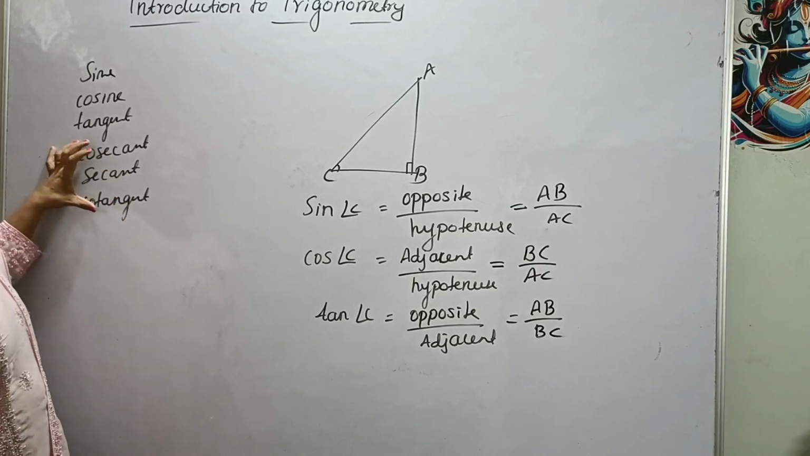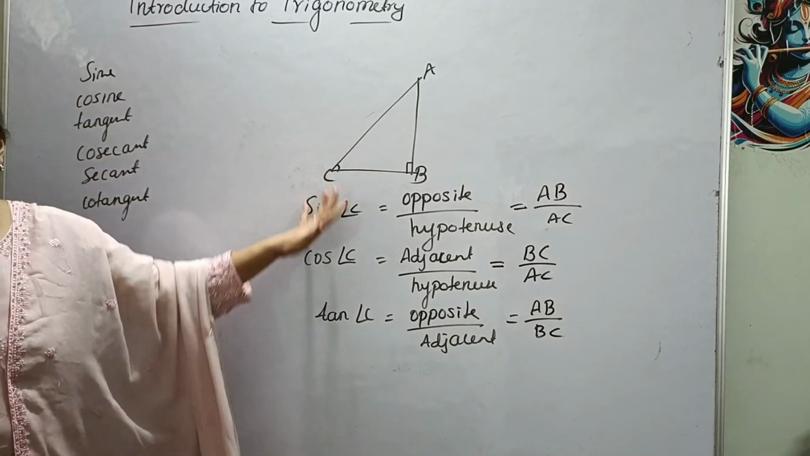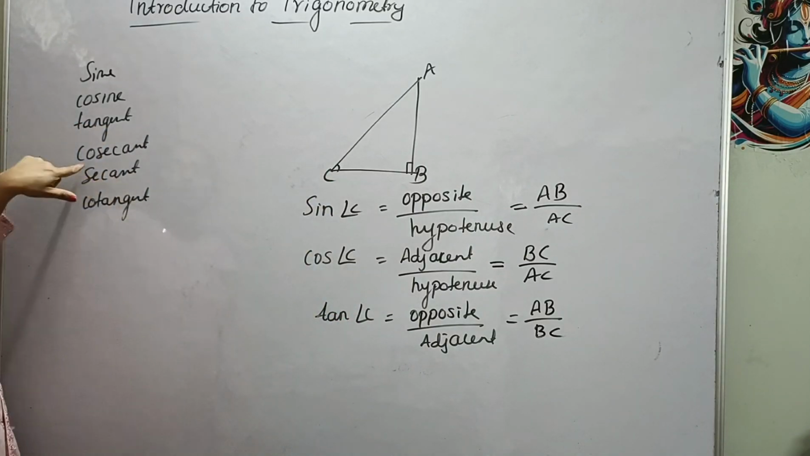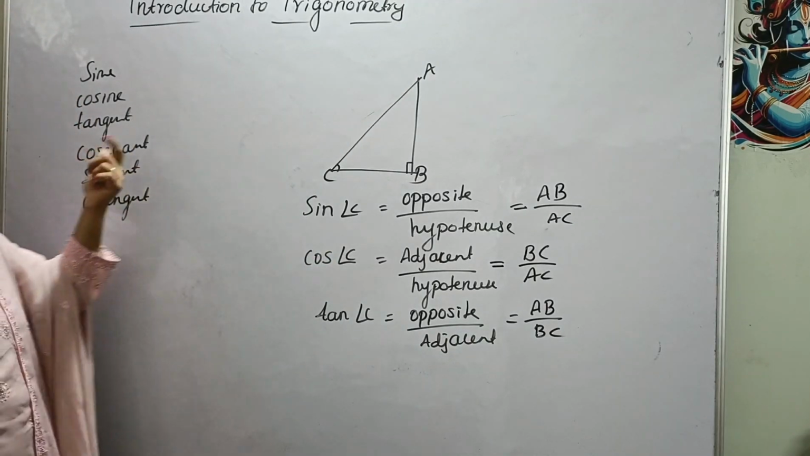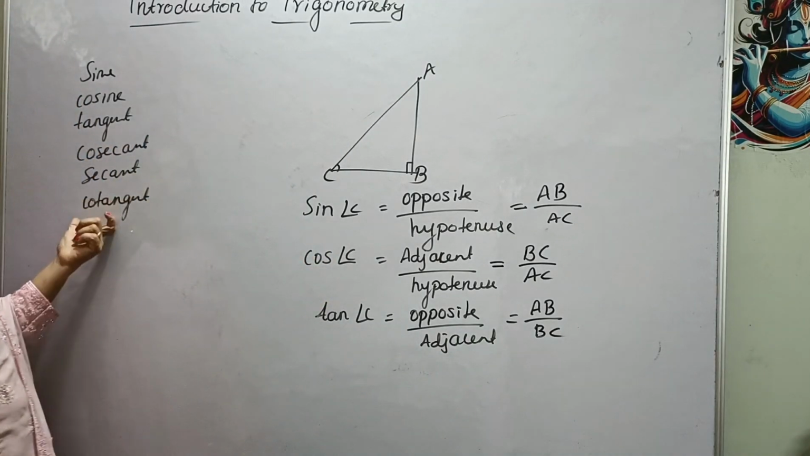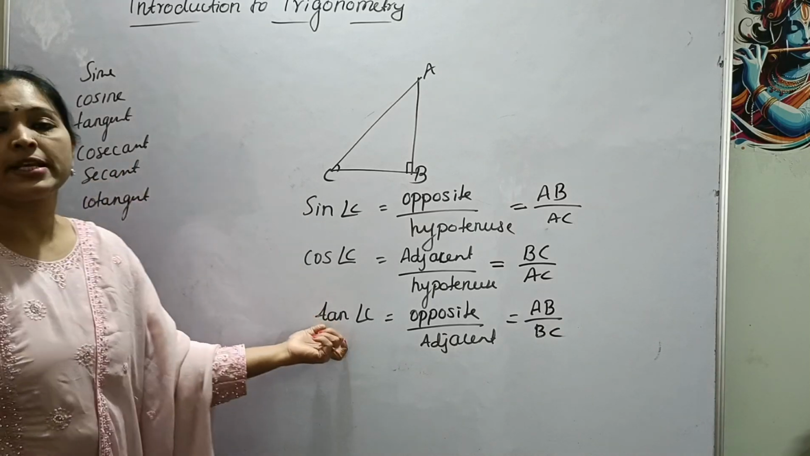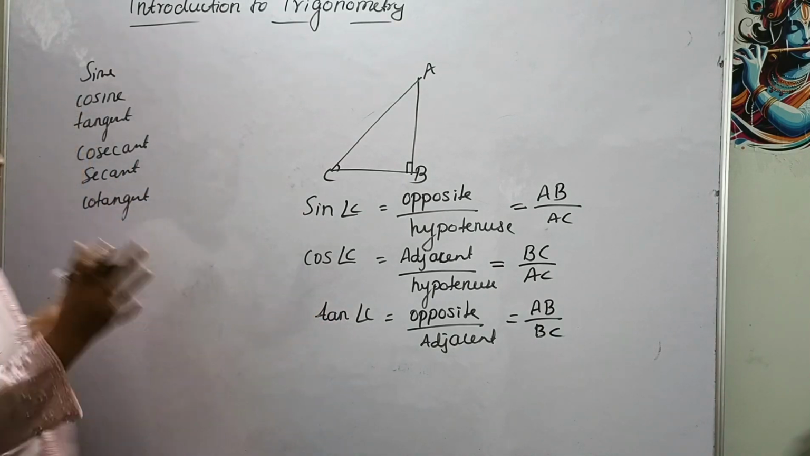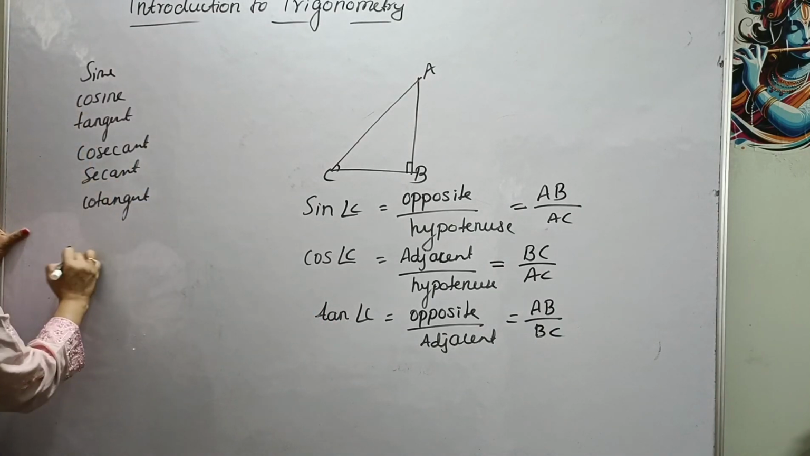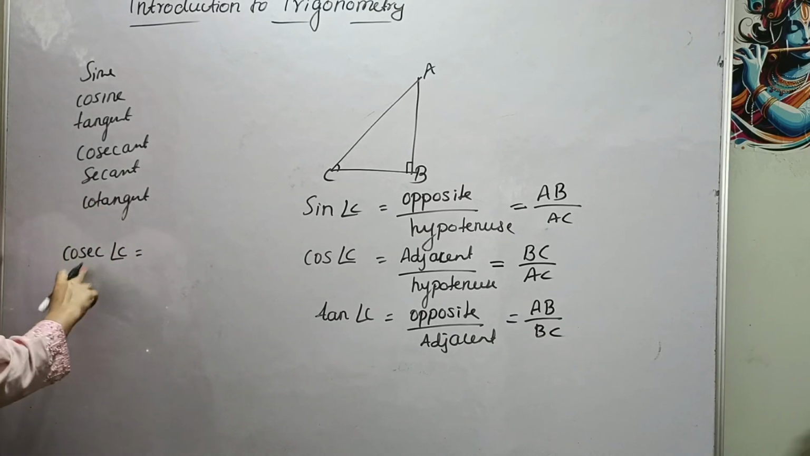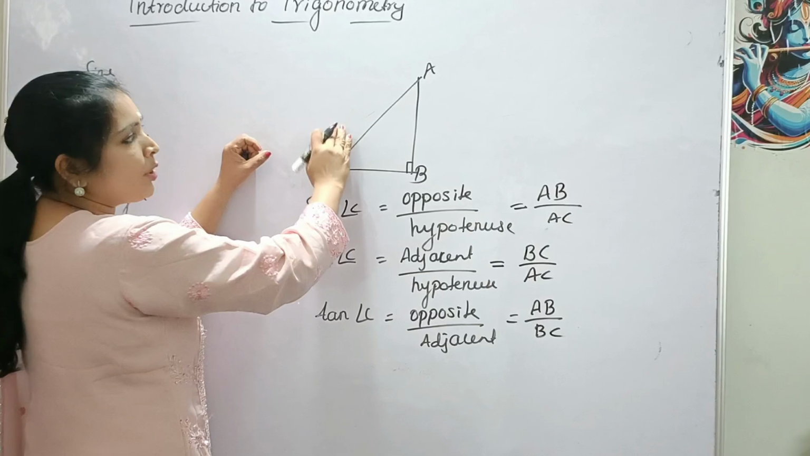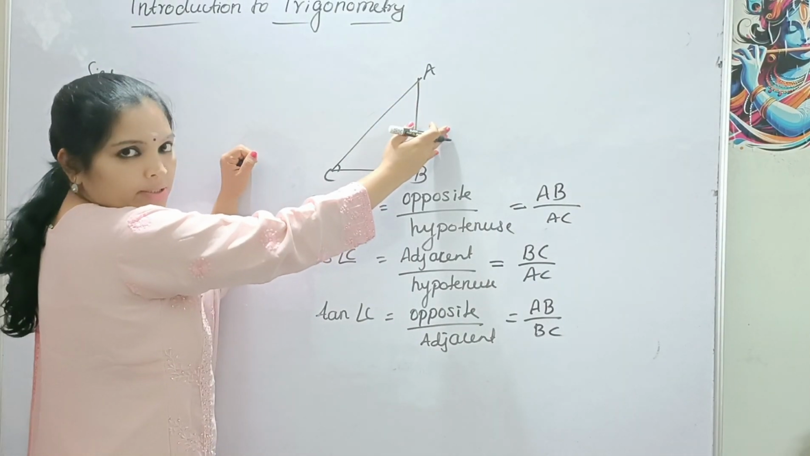Next three: actually these three are the reciprocals of these. Cosecant is the reciprocal of sine. Secant is the reciprocal of cos. Cotangent is the reciprocal of tangent. So, let's write. Next is cosec C. Cosec C is the hypotenuse divided by the opposite side.